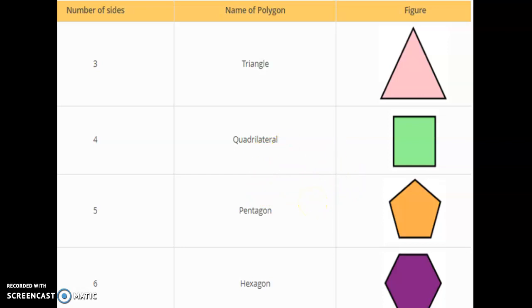These are the quadrilaterals. Then if you have 5 sides, it is called a pentagon. Penta means 5. So 1, 2, 3, 4 and 5. This is a pentagon. Then 6 sides means hexagon. Hexa means 6. So a 6-sided figure is a hexagon. Then 8 means octagon. 7 means heptagon. So like this they are named.